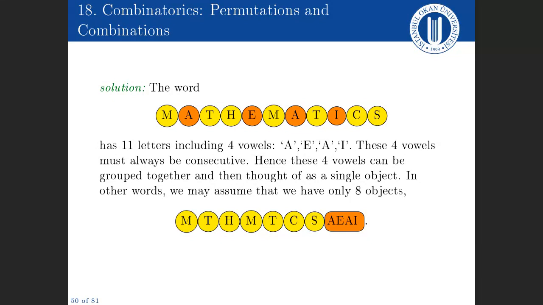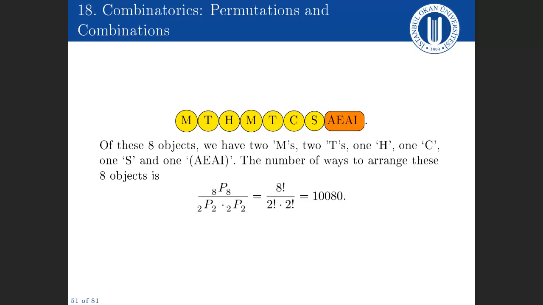So what we're going to do is think of these vowels as one object for now. In other words, we're going to think that the objects that we have are M, T, H, M, T, C, S, and then all of the vowels. So we only have 8 objects, and we're going to talk about how many different ways we can arrange these 8 objects. Of these 8 objects, we've got 2 M's, 2 T's, 1 H, 1 C, 1 S, and 1 group of vowels.